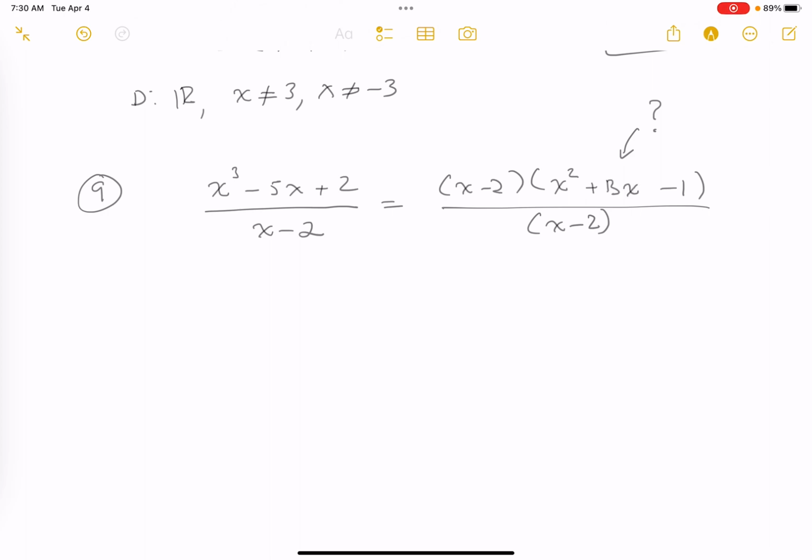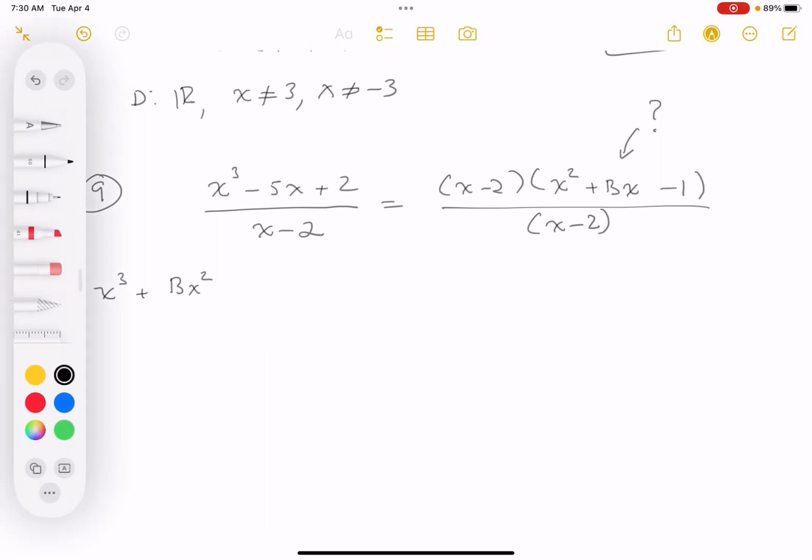Let me go through the arithmetic for you. I should say the algebra. If you multiply the top together, what do you get? You get x cubed plus bx squared. Let's see, I'm multiplying by x, right? So x cubed, let me emphasize what we're multiplying here. I'm taking this x and distributing those three terms, by the way. So x cubed, bx squared, minus x.